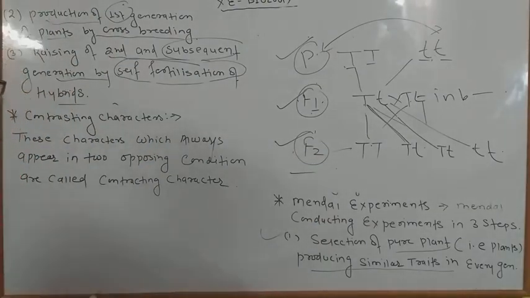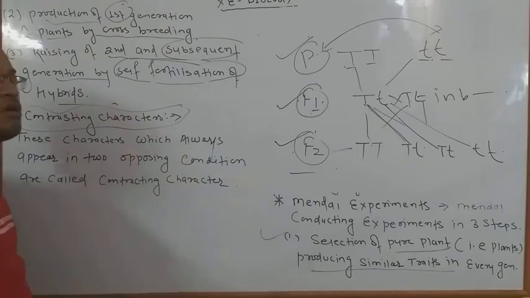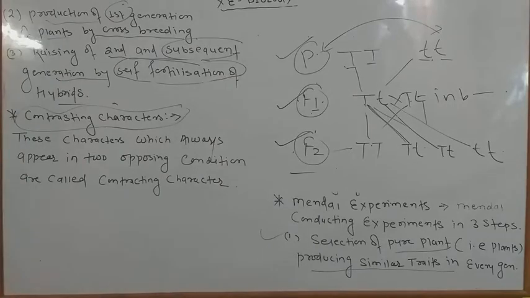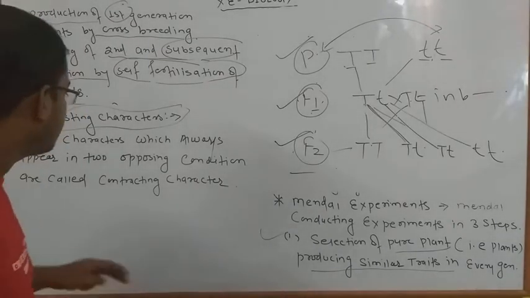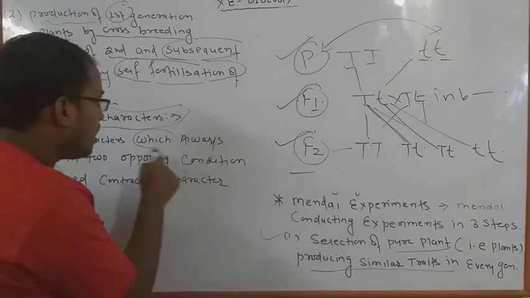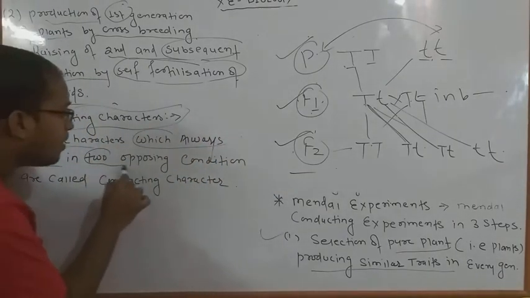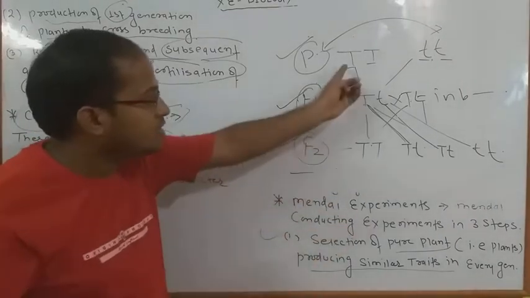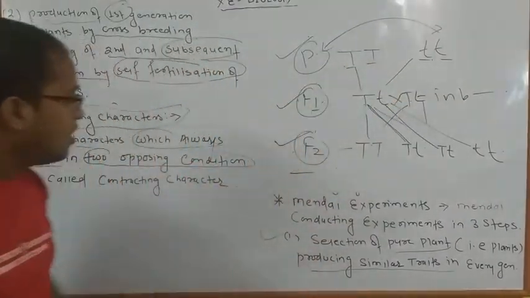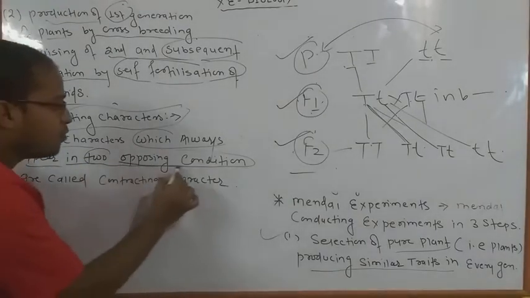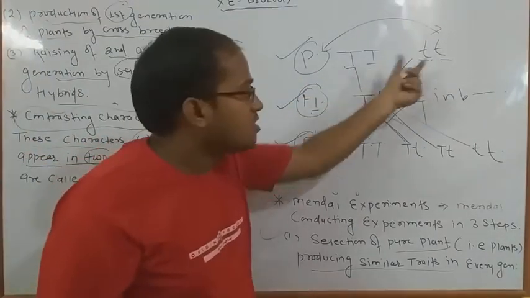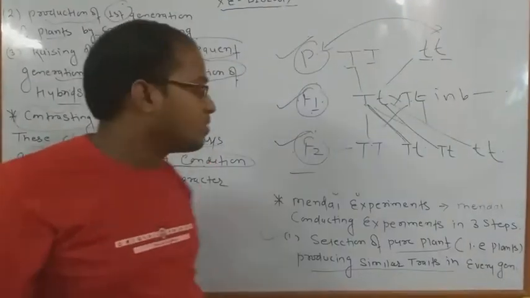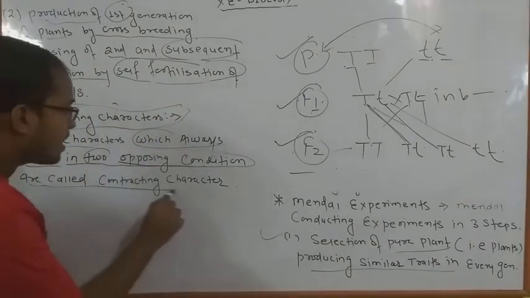Next we are going to discuss contrasting characters. What is the meaning of contrasting characters? Contrasting characters are those characters which always appear in two opposing conditions; these characters always show two opposing conditions. दो अलग अलग conditions हैं. Here capital T and here small t. Two different types of opposing conditions are called contrasting characters.